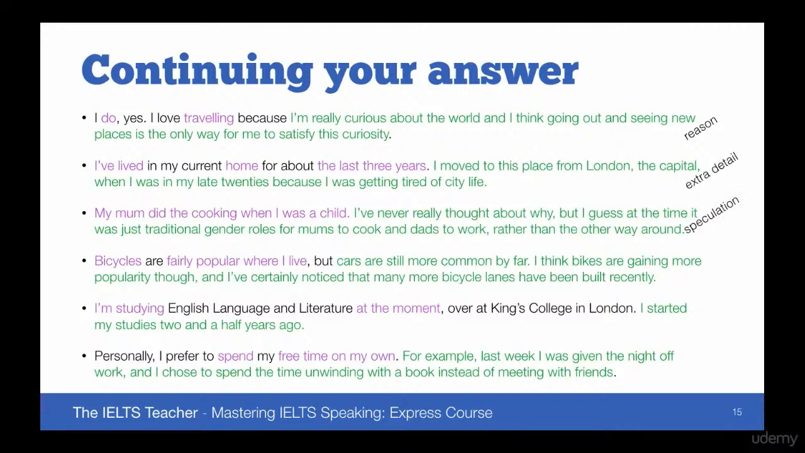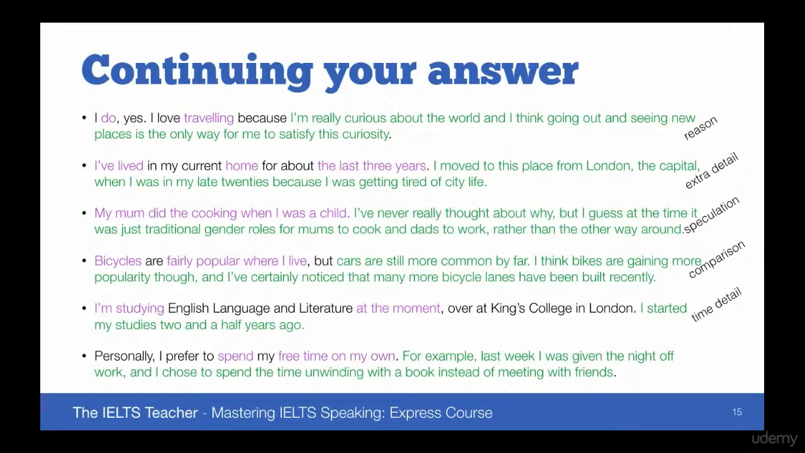The third one uses speculation. So something that you're not sure about. The fourth one uses a comparison. Now we return to the idea of cars like before, but this time we make it relevant because we're comparing cars to bicycles. That's something that you can do when you're asked about the popularity of things.